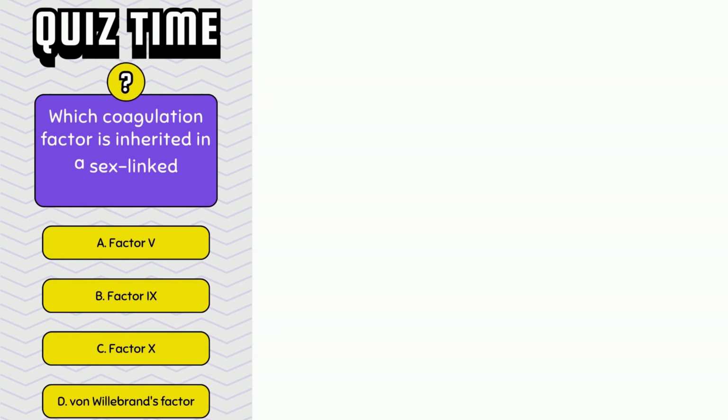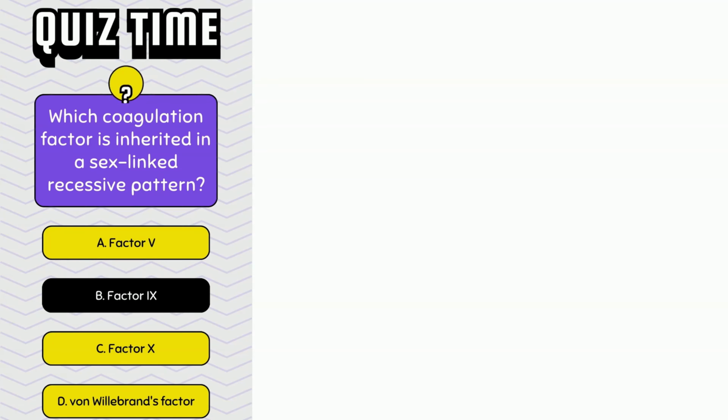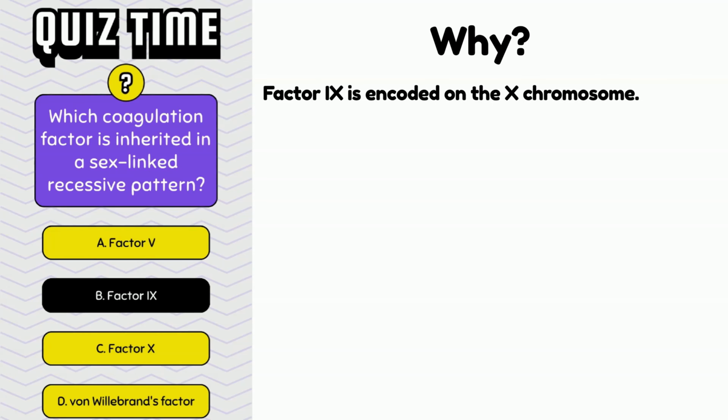Which clotting factor is inherited in a sex-linked recessive pattern? The answer is B. Factor IX is the clotting factor that follows a sex-linked recessive inheritance pattern. Here's why. Factor IX is encoded by a gene located on the X chromosome.